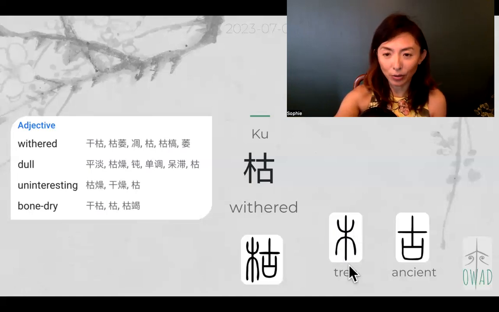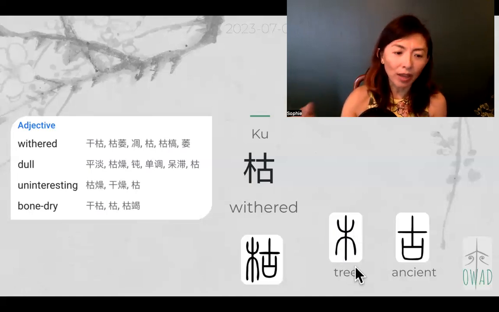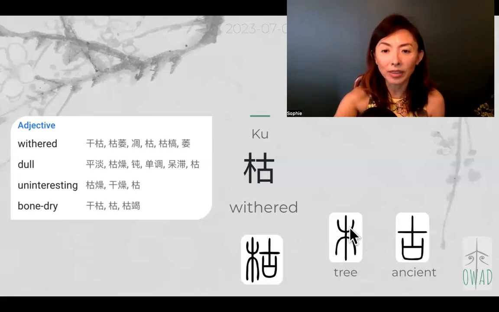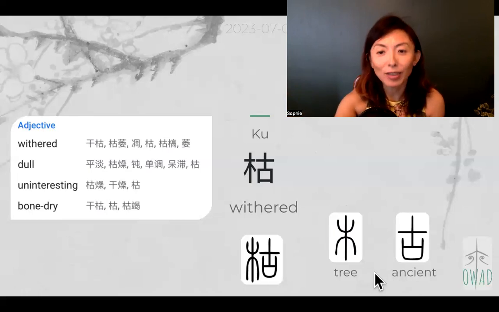So this is a tree. We talked about a tree a few episodes ago. So this is the canopy of the tree, and this is the root of the tree. And the whole thing is a tall standing tree. And the right side is ancient.